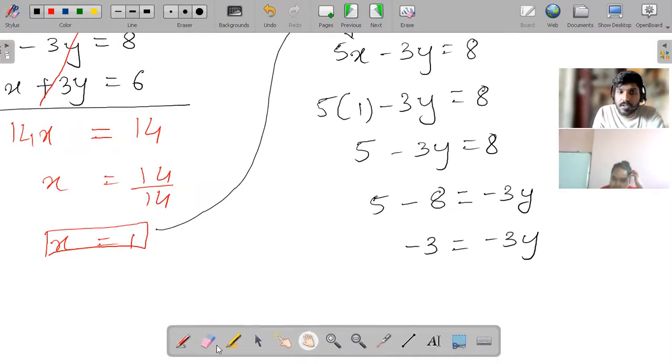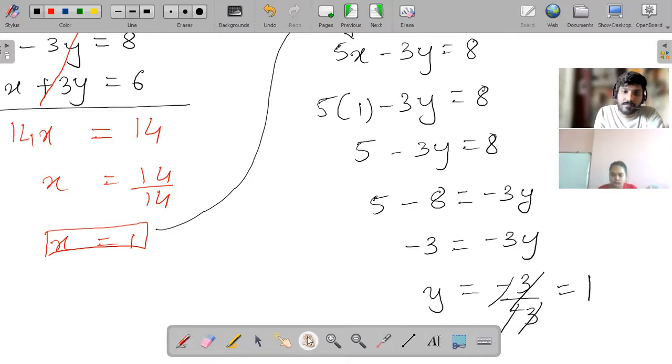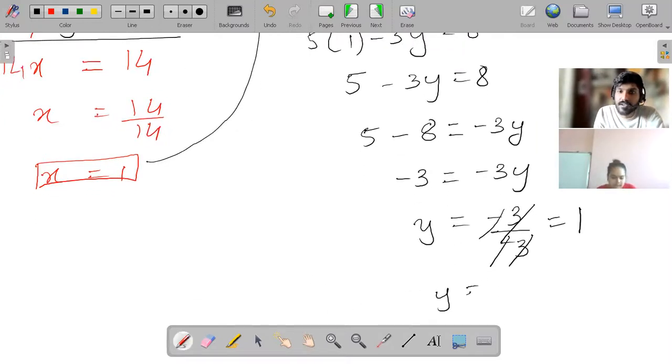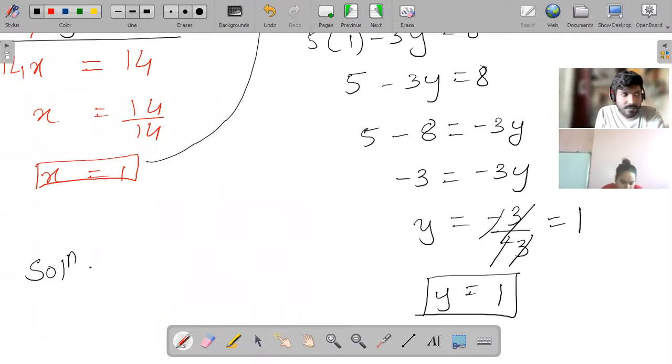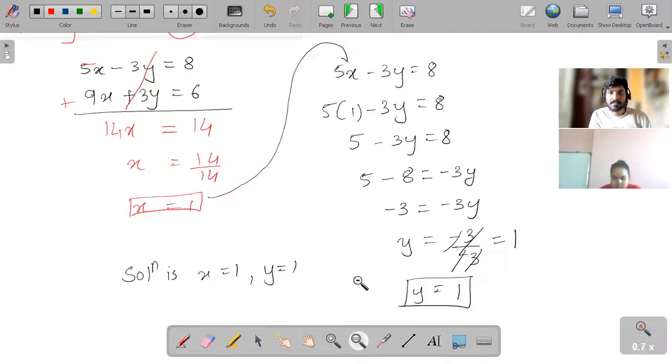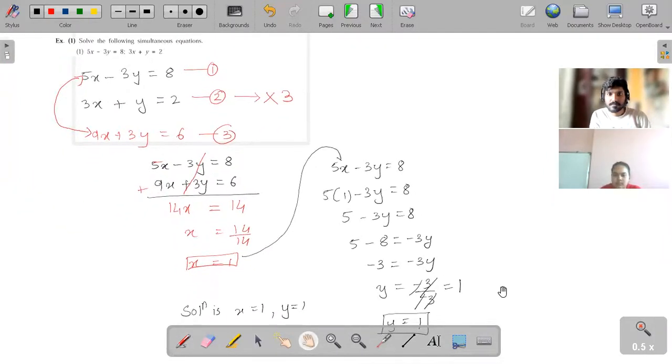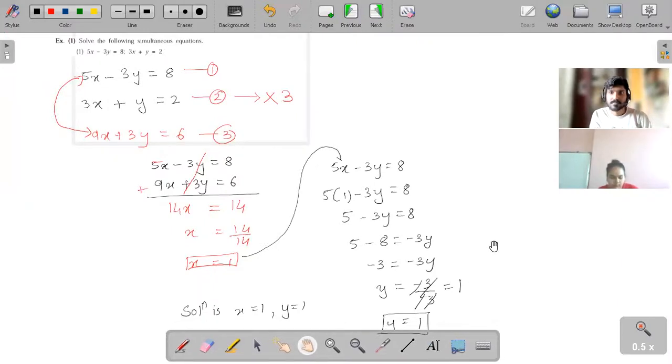So from here, you can say that y will be equal to minus 3 upon minus 3. Minus minus cancel, 3 and 3 cancel. So you got 1. So the value of y is 1. So finally, you can say the solution is x equal to 1, y equal to 1. Is this clear? Do you remember this? Yes. So this is the way we solved simultaneous equations.